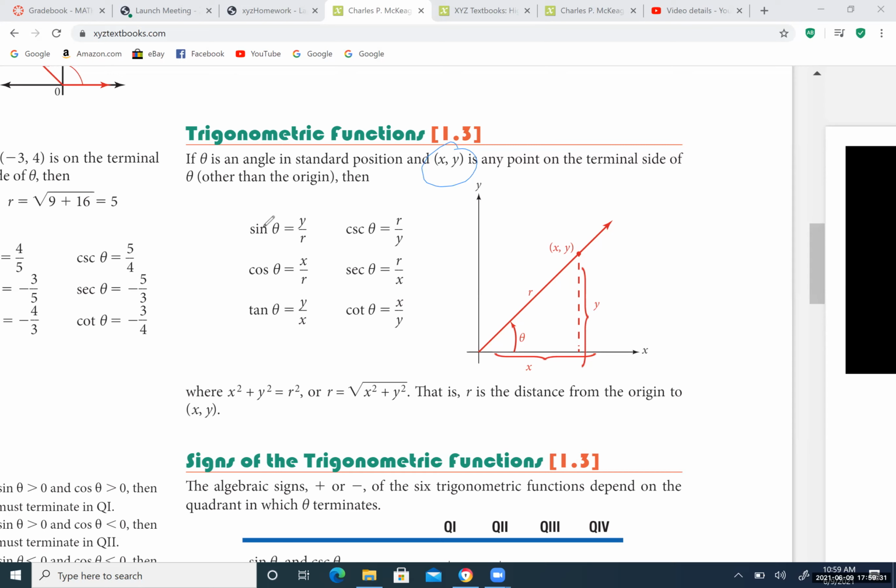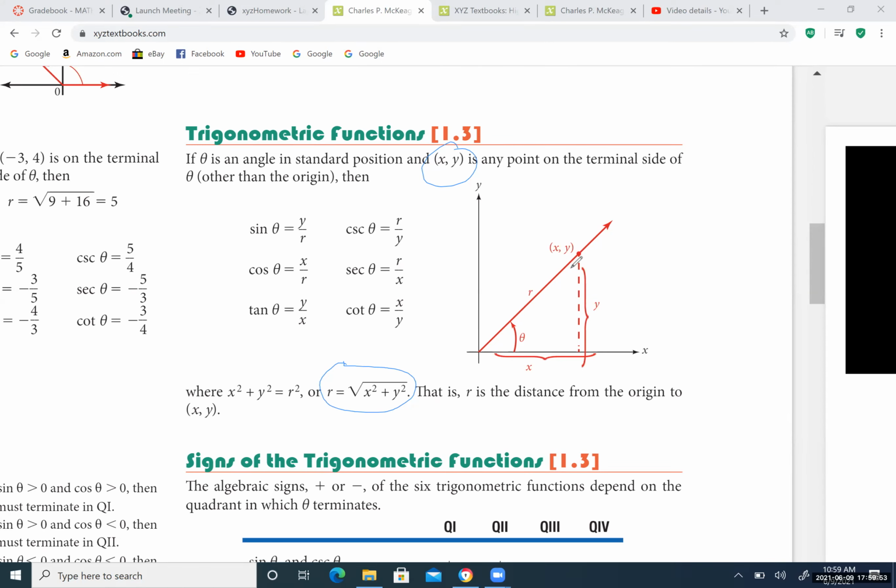So our job is to figure out the 6 trig functions, and before doing that we need to find r, right? And the way to find r is we're using this formula. So to find r right here, you just take x squared plus y squared, and you get the value for r.